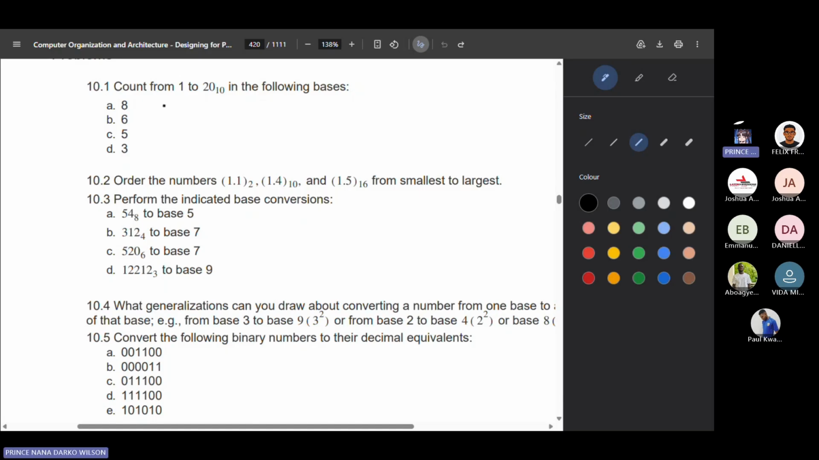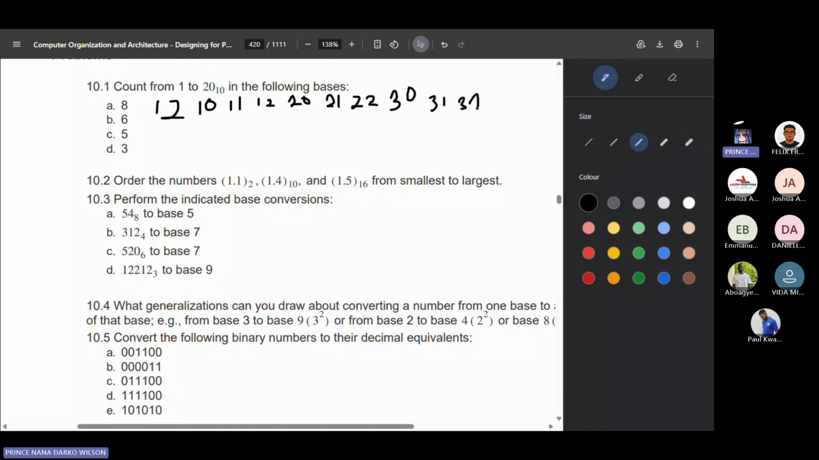Yes, let's go. So we count: 1-0, 1-1, 1-2, 2-0, 2-1, 2-2, then 3-0. So we have 9, yes? Then 3-1, 3-2.